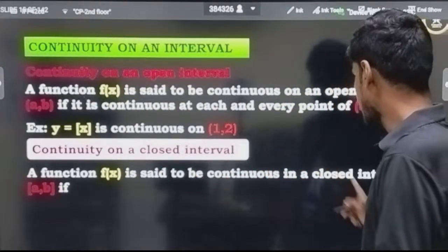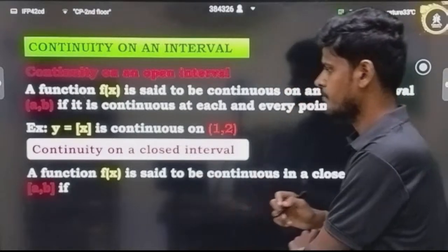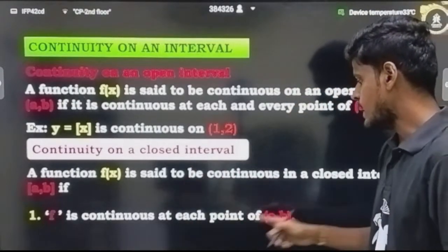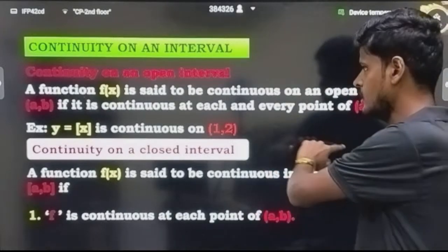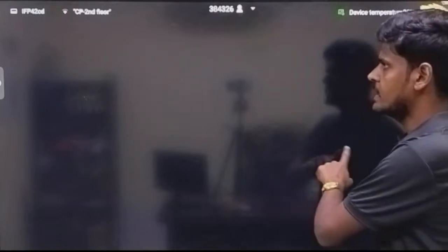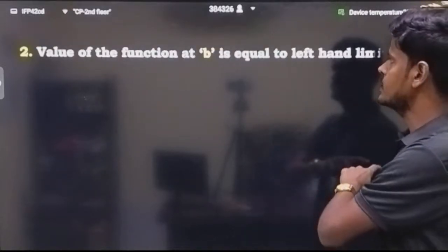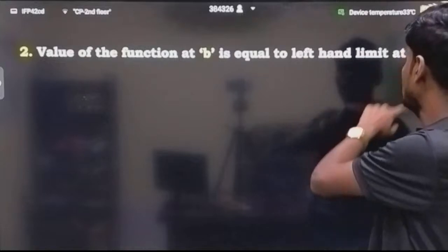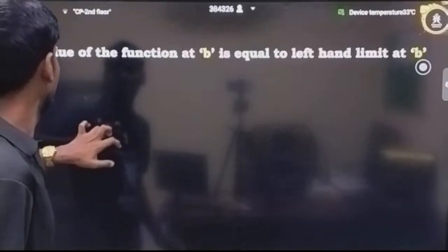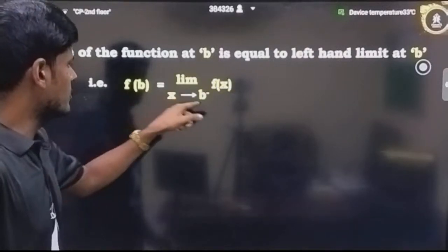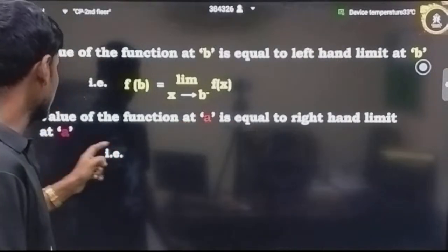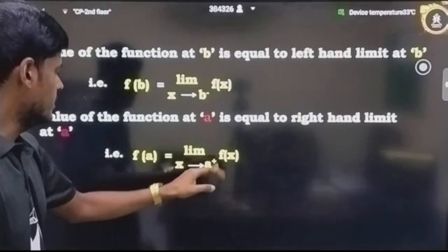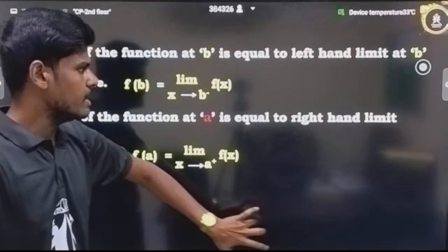A function is said to be continuous in a closed interval if the function is continuous at each point in the open interval of a to b. That is what we said. This open interval condition should be satisfied, and the value of the function at b should be equal to the left hand limit, that is f of b is equal to the left hand limit of f of x, and the value of the function at a is equal to the right hand limit. So f of a equals the limit of f of x as x tends to a.